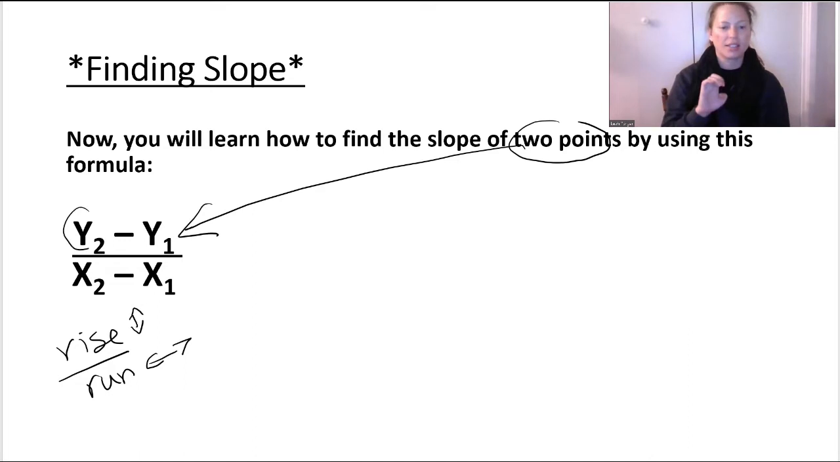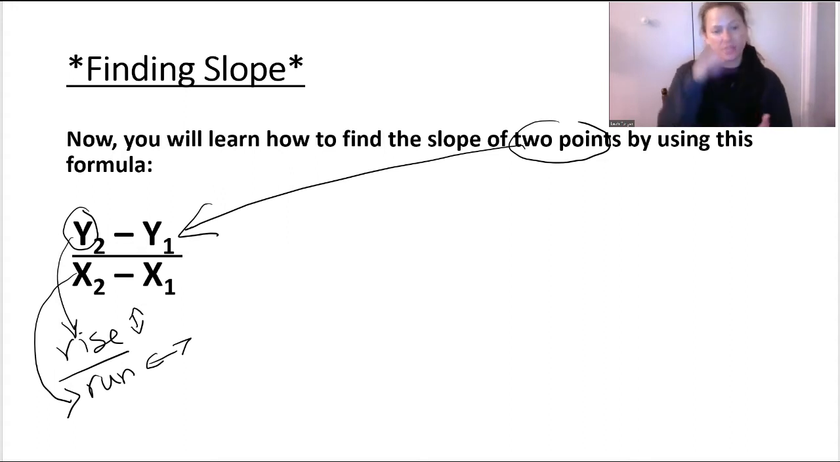That's why y's are on top, because think of the y-axis, it goes up and down. That's rise. And the x is run. You go left to right. Think of the x-axis. You're going to find the change between the y values over the change of the x values with the 2 points that are given to you. But what does that even mean? Well, let's give you an example.